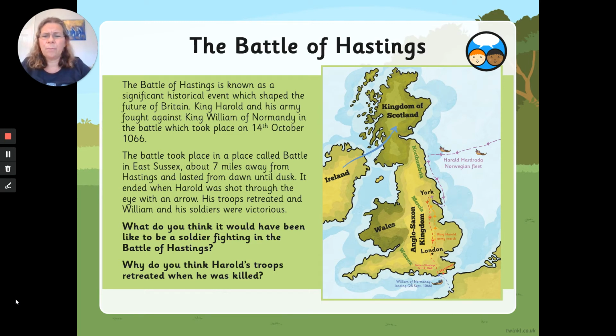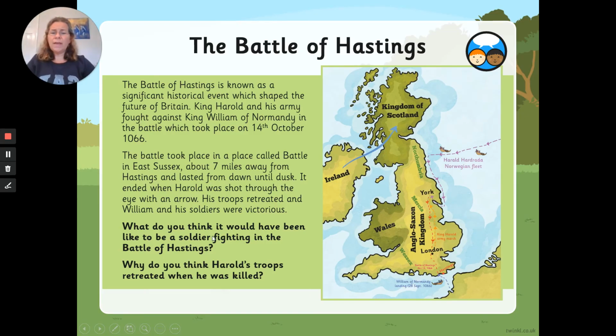What do you think it would have been like to be a soldier fighting in the Battle of Hastings? They would have had weapons a little bit like this sword I'm going to show you now. They would have been a bit bigger, a bit heavier, and a bit sharper. And people would have had to fight person to person. Why do you think Harold's troops retreated when he was killed?